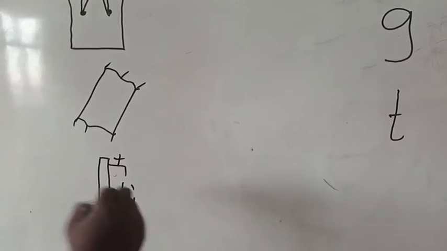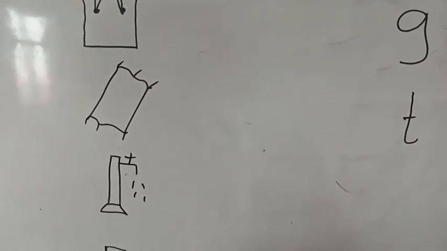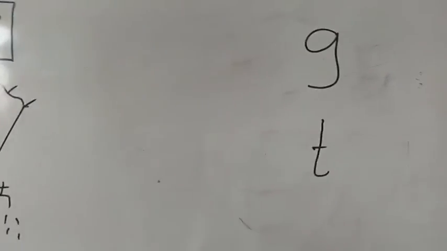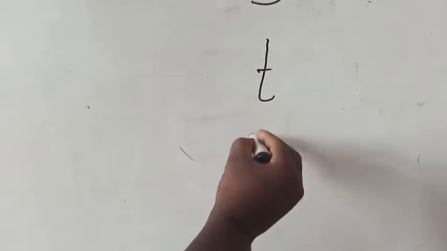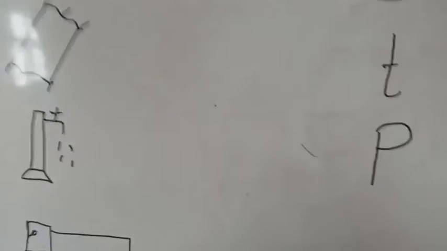Now I'm going to change my next object from cat to tap. This is my tap. Now, tap. What is the ending sound you hear? The last sound you hear is p. What letter sounds P? That is P. Very good.